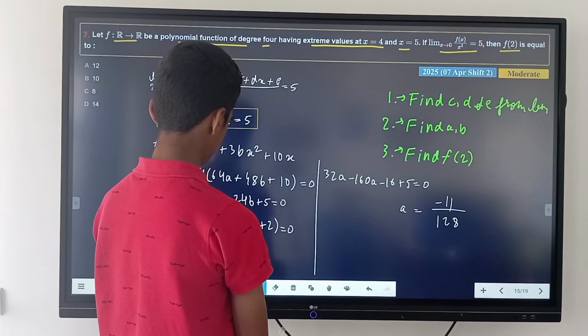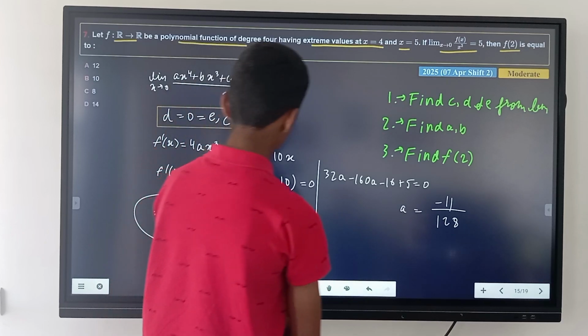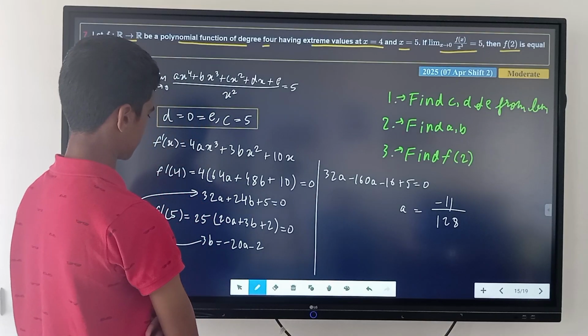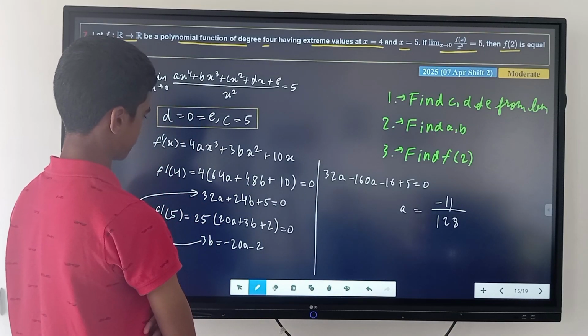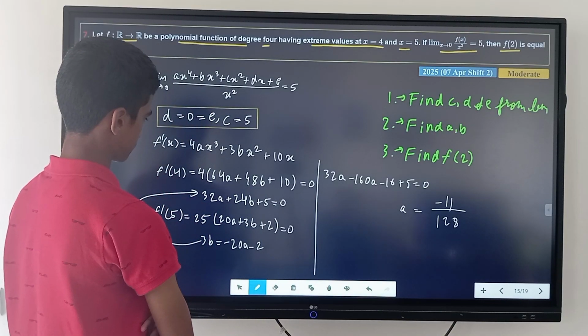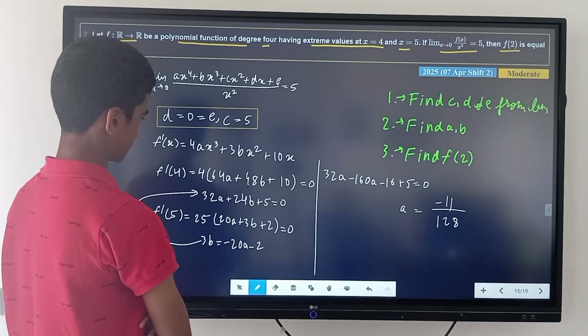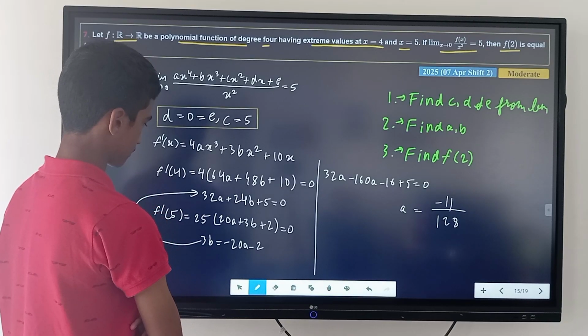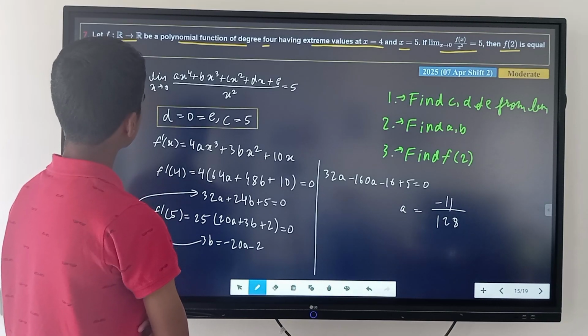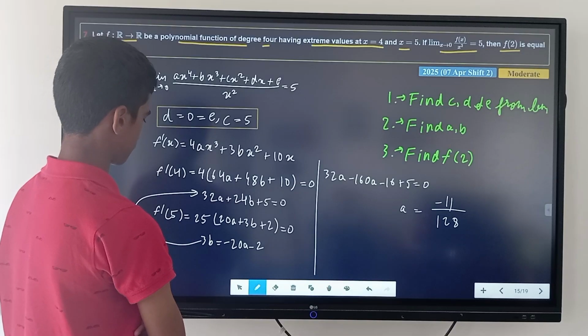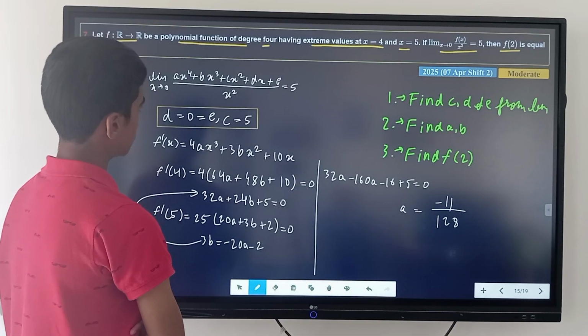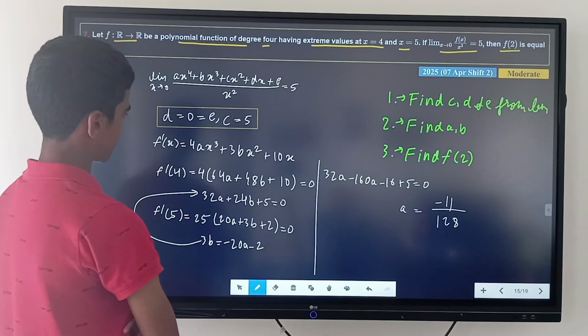Please write down. Here we have 32a plus 24b plus 5 is equal to 0. 3b is equal to minus 20a.